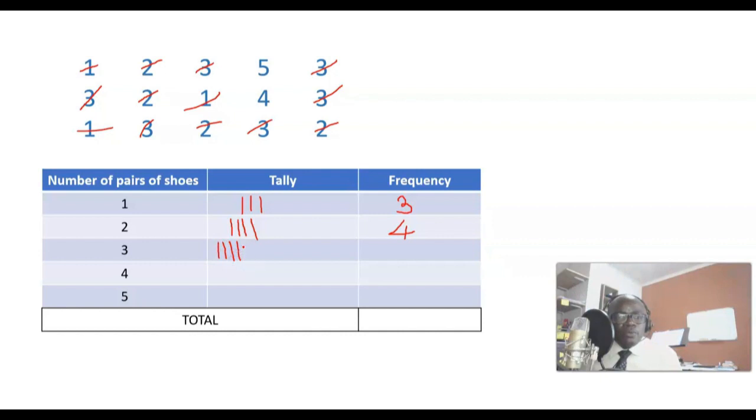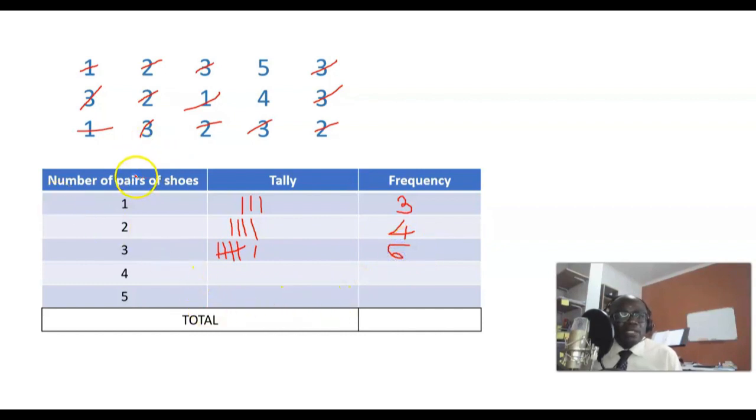1, 2, 3, 4. When it is the fifth one, you draw it across this. So this is a group of 5 and 1, meaning 6. So 1, 2, 3, 4, 5, and 6. Then we write the number 6 here.